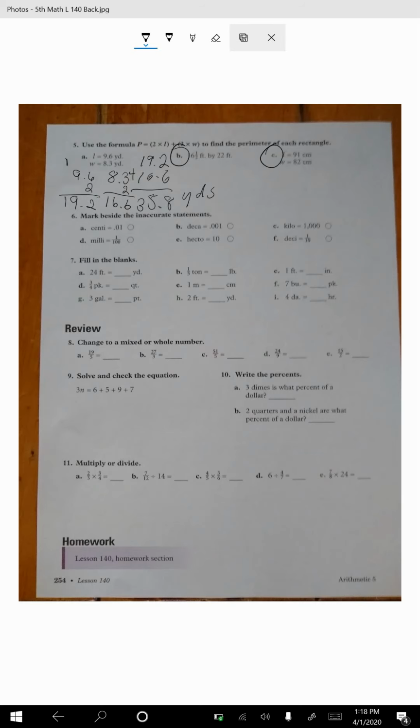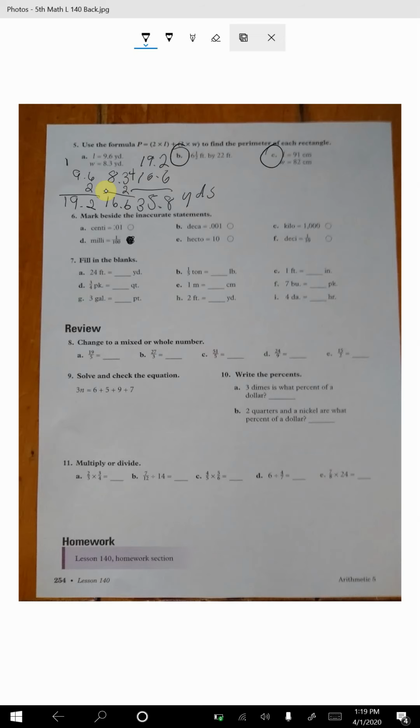Okay? All right, I'll do 6 and 7 with you real quick before we go. All right, so mark beside the inaccurate, that means not correct, statements. Is centi 0.01? What do you think? Yes, it is, because one place is tenths, the next place would be hundredths, and centi is 1/100th. Oh, no, I don't want to mark that. We're just doing the incorrects. Milli is 1/100th. Is that correct? No. Milli is 1/1000th. So this one we will fill in.